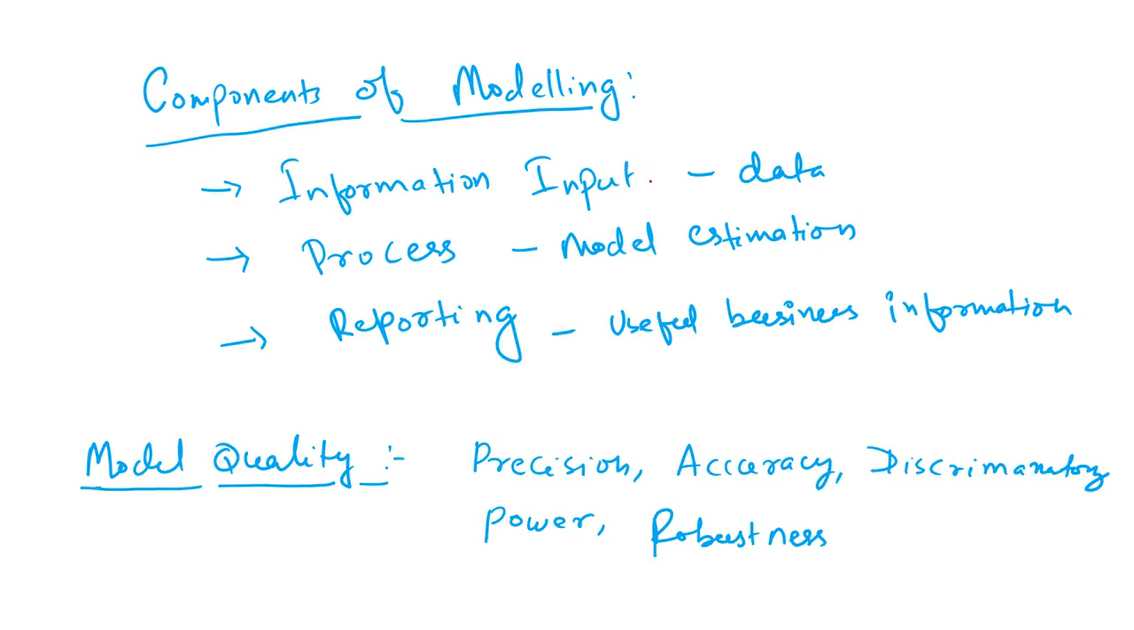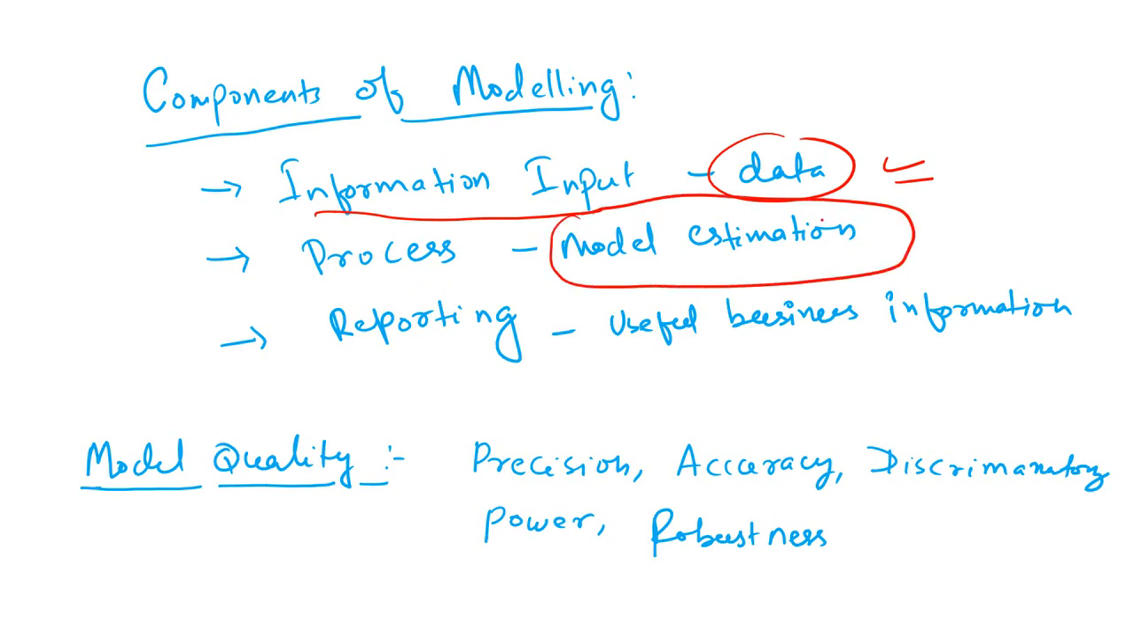Before that, let's learn what the components of modeling are. You might be familiar with the different components of modeling, but just to do a quick recap, we'll learn a bit of it. There are three components basically. One is information input, which is the data, and ensuring that it is good. Second is process, which means you are building a model using different kinds of algorithms and finding out the estimates. The third one is reporting. Using the estimates, you create reports which can be used by the businesses for different kinds of decision making.